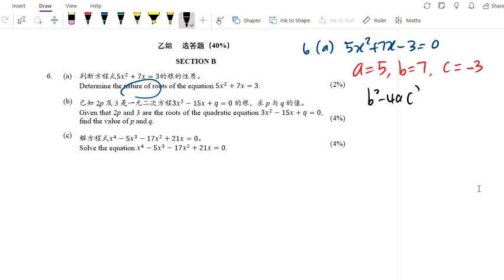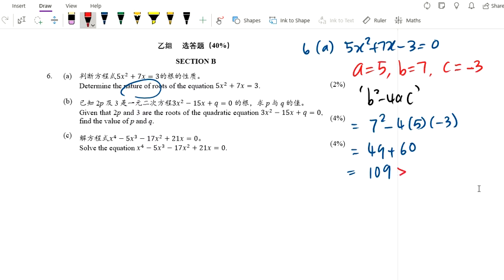We want to determine the value of b squared minus 4ac, which is 7 squared minus 4 times 5 times negative 3. So 7 squared is 49 minus 20, then the negative becomes positive, 20 times 3 is 60. So we have 109. 109 is greater than 0. Therefore, this is the answer: they have 2 real and distinct roots.